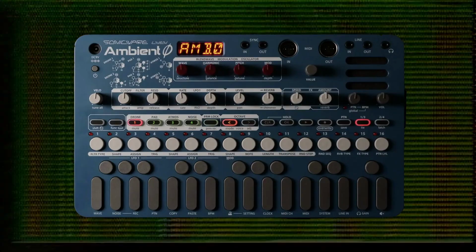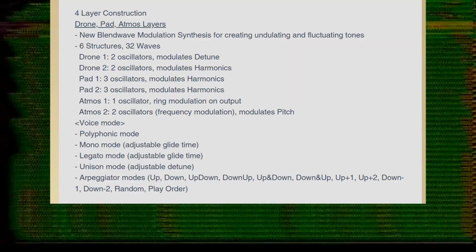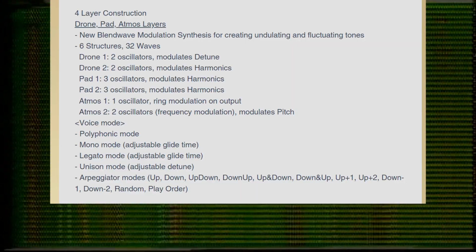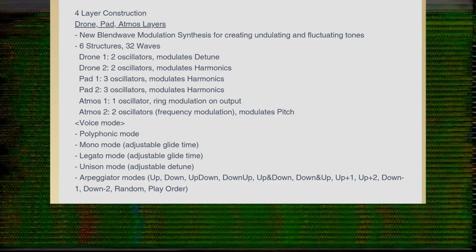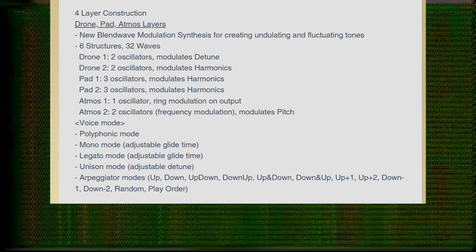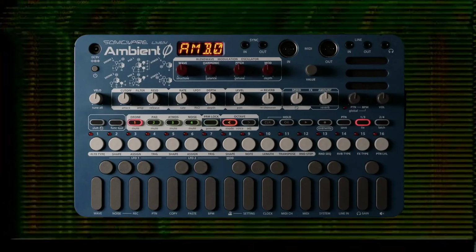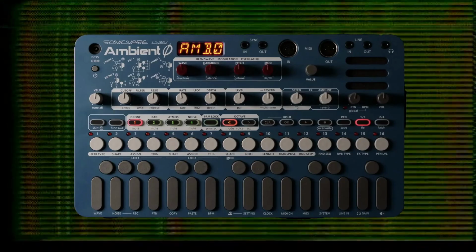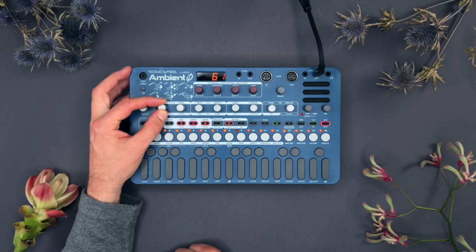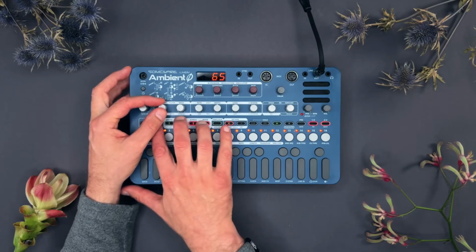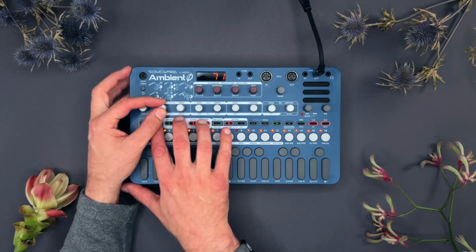Now with the 4-layer construction, we have drone, pad, and atmosphere layers. In these layers, we have 6 structures, 32 waves. Drone 1 has 2 oscillators with modulated detune. Drone 2 has 2 oscillators with modulated harmonics. Pad 1 has 3 oscillators with modulated harmonics. Pad 2 has 3 oscillators and modulated harmonics as well.